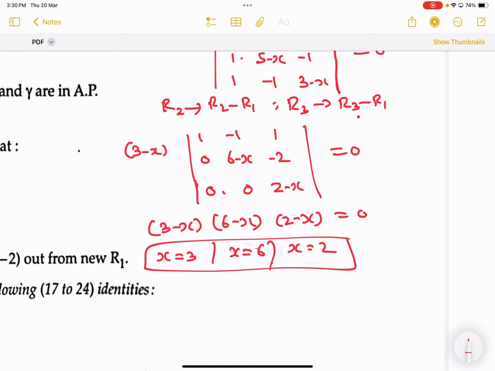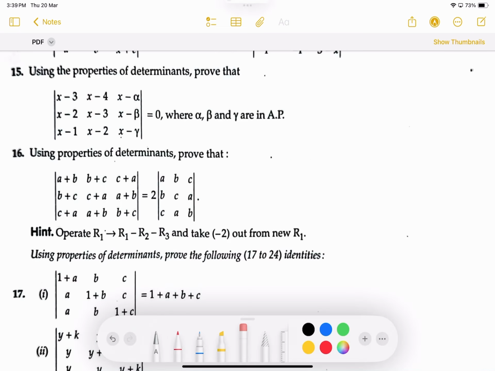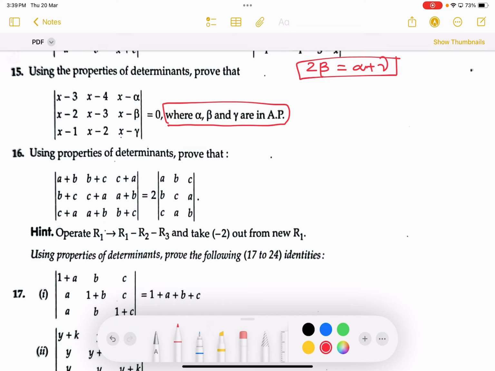Factors are already got, which is equal to 0, by the properties of determinants. Prove that this determinant is equal to 0, and they have given alpha, beta, gamma are in AP. So if any 3 elements are in AP, what will we do? 2 times beta is equal to alpha plus gamma, right? So this is what we are trying to make here. So if you make alpha plus gamma equal to 2 times beta, that's the clue they have given. These two are equal, that's what they have given.